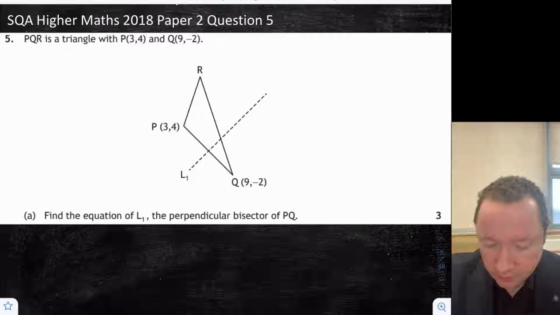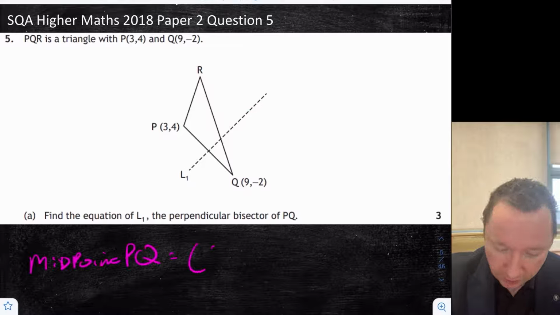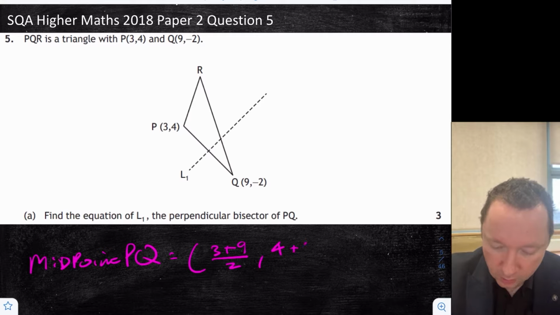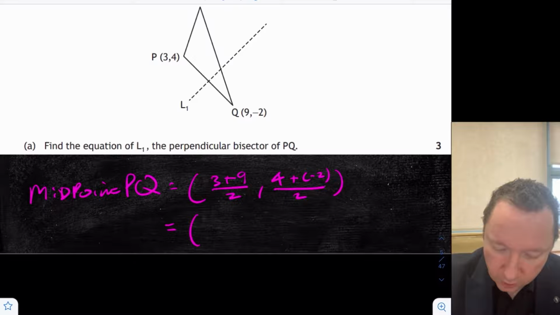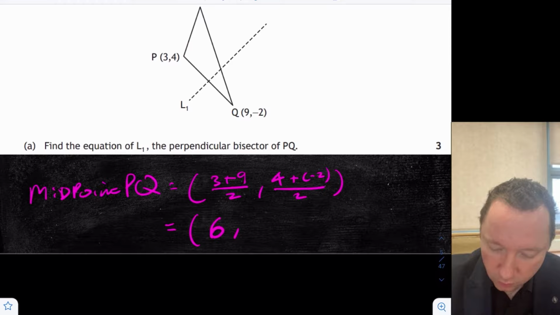So we need the equation of a perpendicular bisector. So that cuts this in half. So we need the midpoint. Well, that equals (3 + 9) divided by 2 and (4 + -2) divided by 2. That's 12 over 2, which is 6, and that's 2 over 2, which is 1.